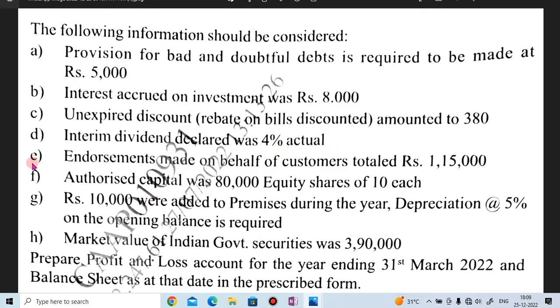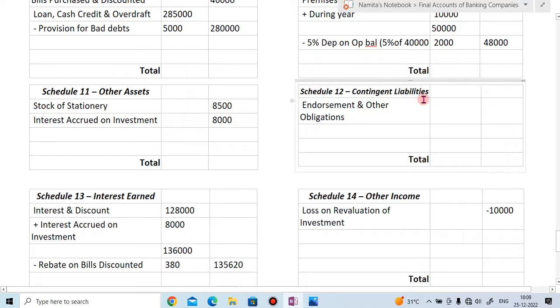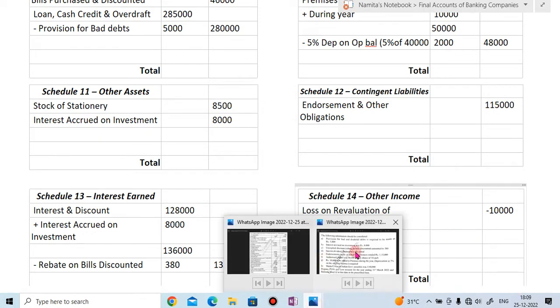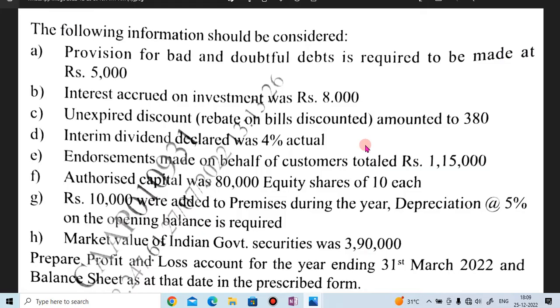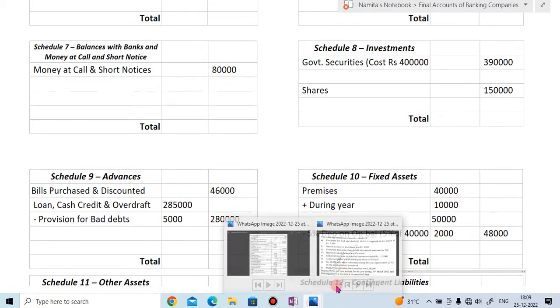Then adjustment number E, that is endorsement made on behalf of customer, 1,15,000. So this will come in schedule number 12, contingent liabilities, endorsement and other obligation, 1,15,000. We solved it. There will be no second effect of adjustment number E. Now adjustment number F, authorized capital, we have solved it. Then adjustment number G, premises, we have solved. You can see here we have solved it in the fixed assets.